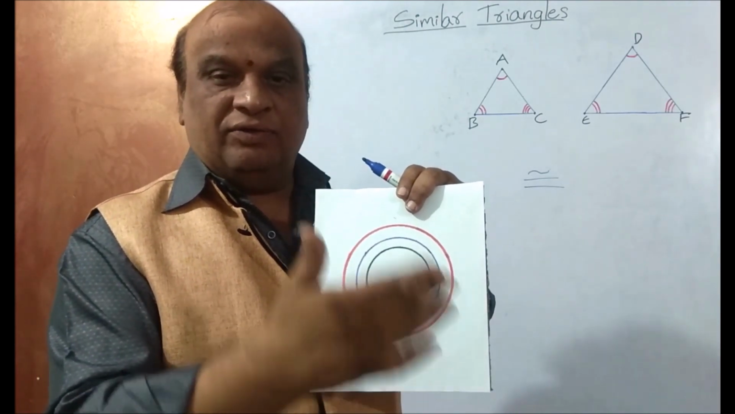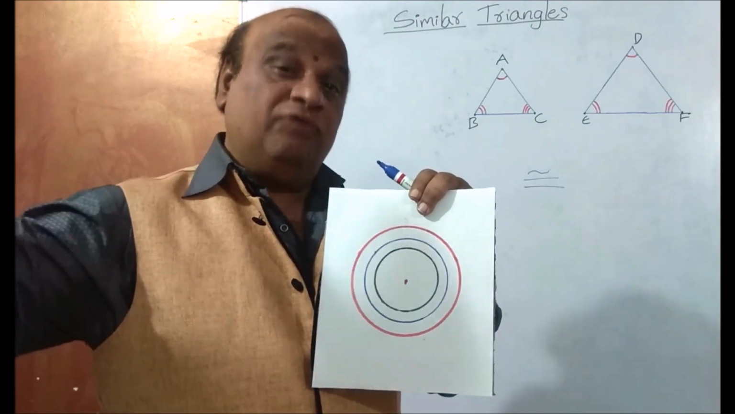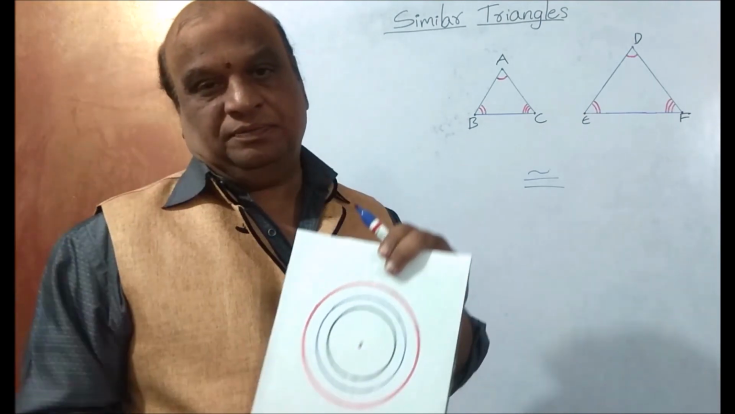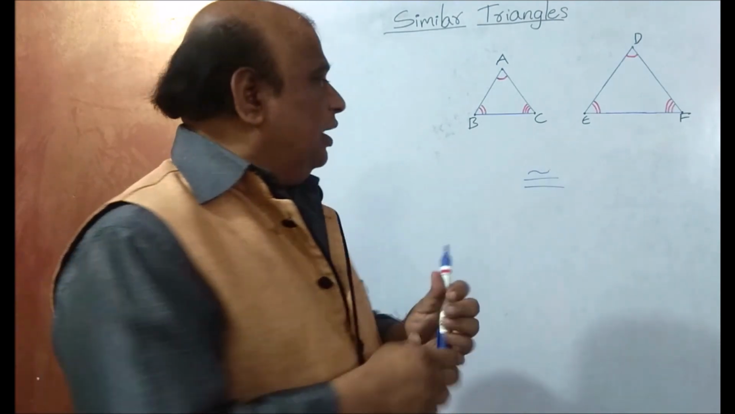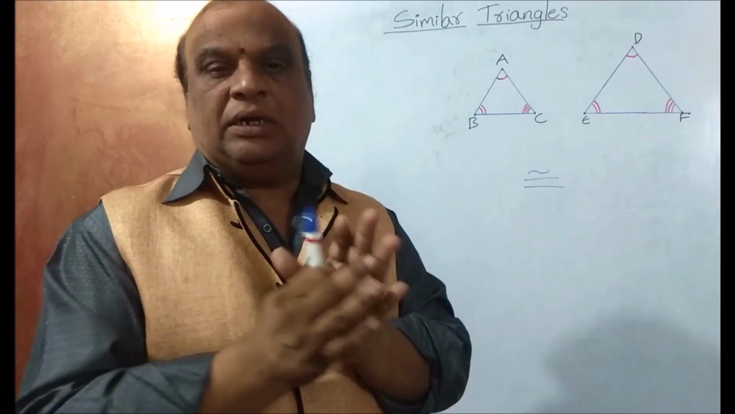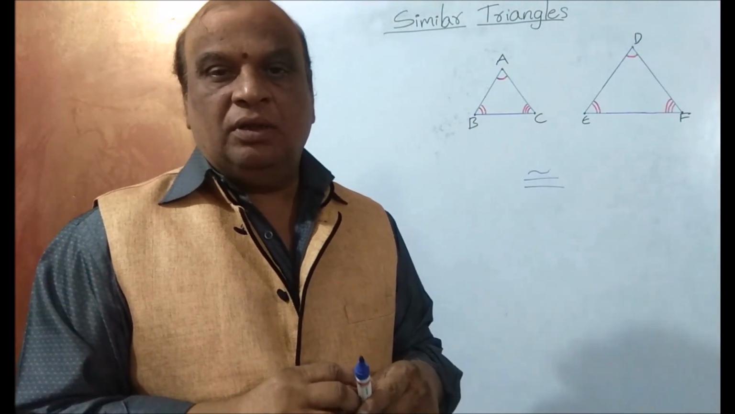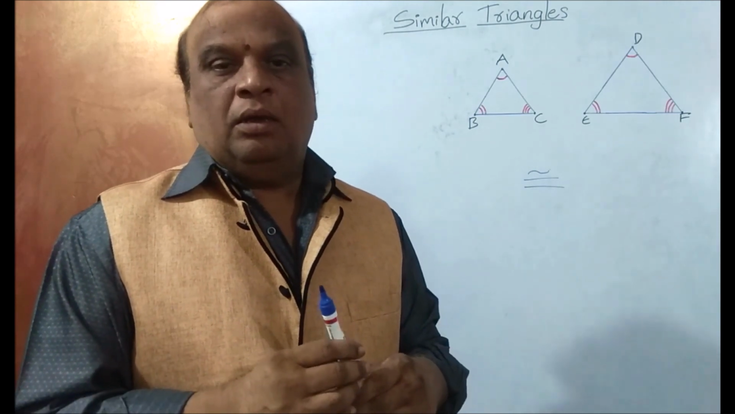5:7:9, we are increasing. 5:7:9:11:13:15. This we have to maintain, the ratio. So here actually what are the important rules of similar triangles? These are very important, my dear students. Listen carefully.